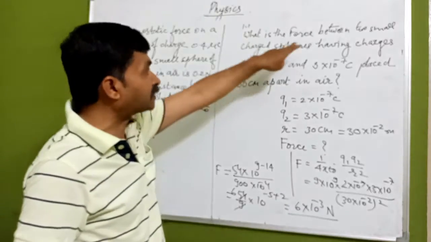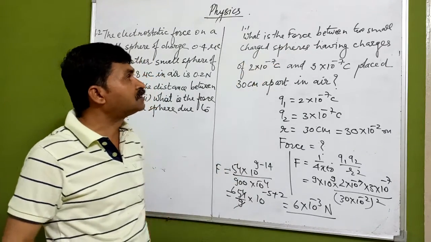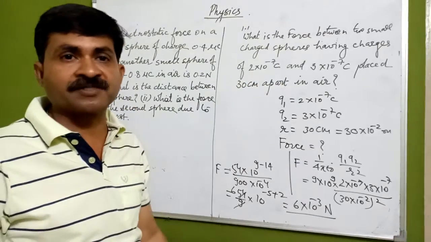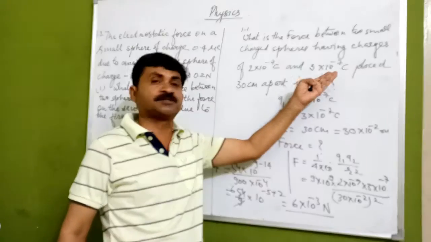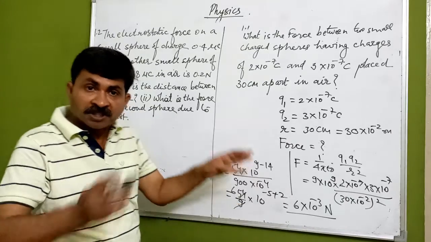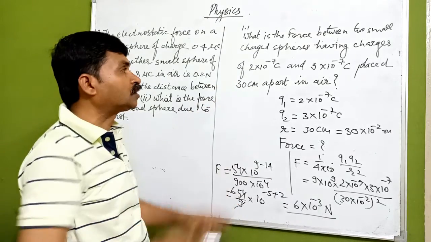The force which is acting between these two small charged spheres having charges 2 into 10 raised to the power minus 7 and 3 into 10 raised to the power minus 7, which are placed there, this will be the answer. So this way we have to go about solving the numericals.